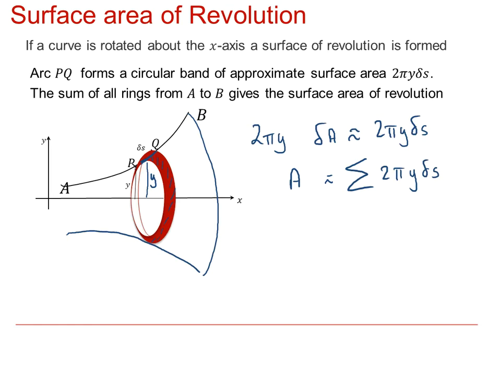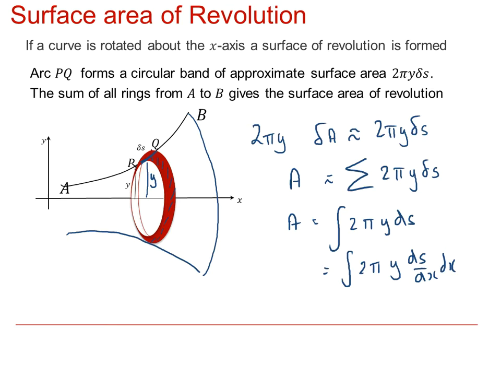It's then a limiting process where delta S approaches 0 and the summation becomes an integral, to give us that the area is the integral of 2 pi y ds. Now I can change that into an integral with respect to x, as long as I then multiply by ds by dx, dx.